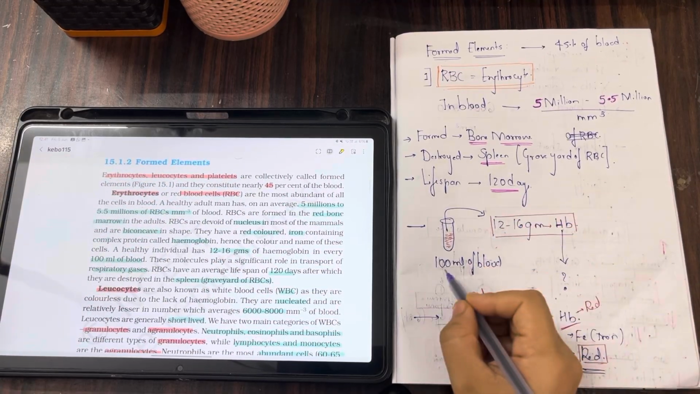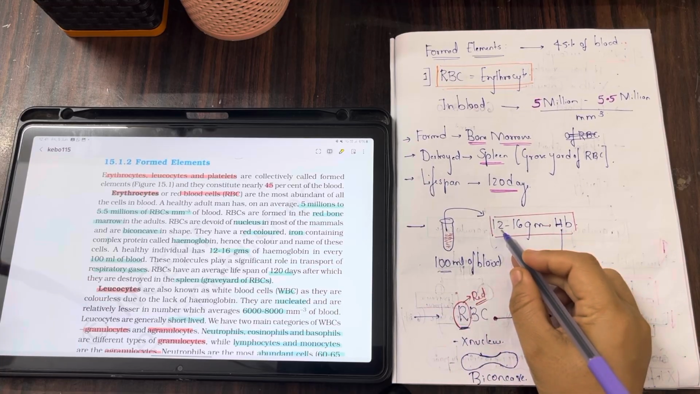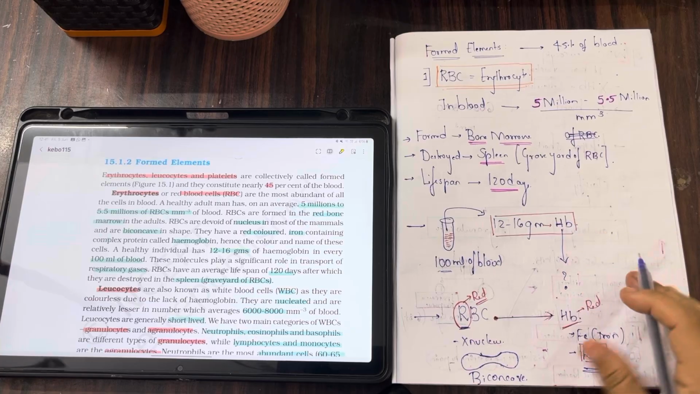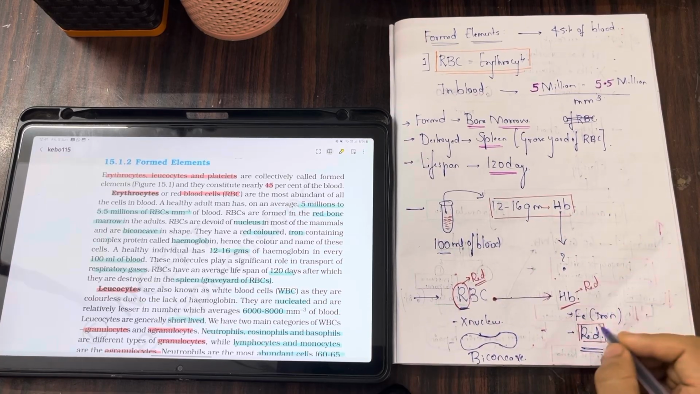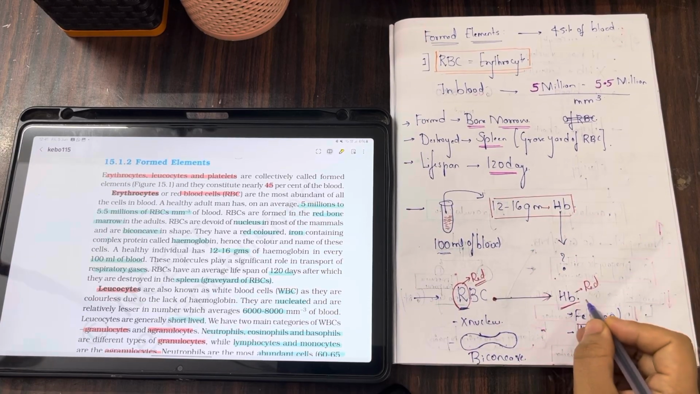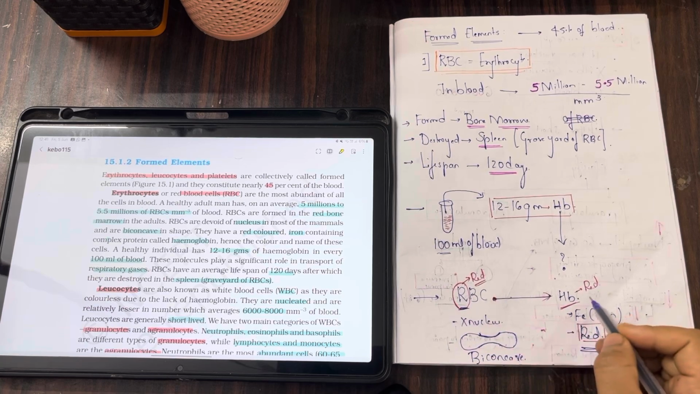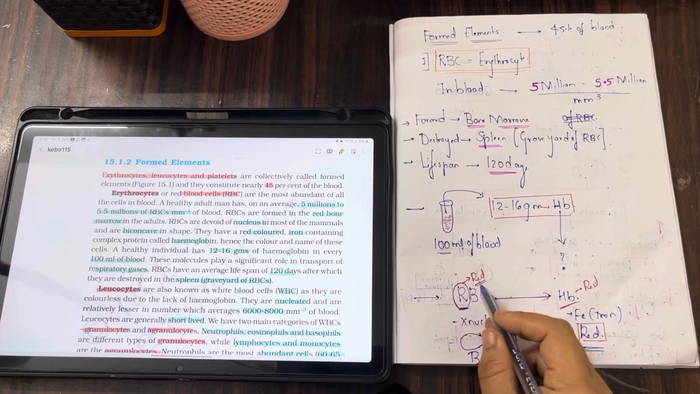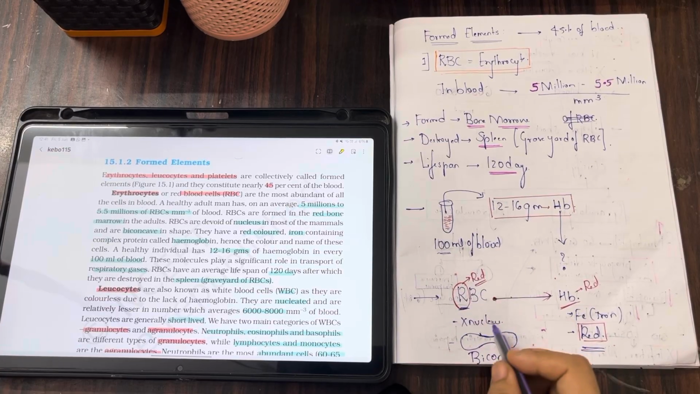If you take 100 ml of blood, you will get 12 to 16 grams of hemoglobin. Now you might have a question, what is hemoglobin? Hemoglobin is an iron containing red color pigment which is present in the RBCs. Since it is red in color, it gives the RBCs their red color, so it is called red blood cell. RBCs don't have any nucleus, and they are biconcave in shape.